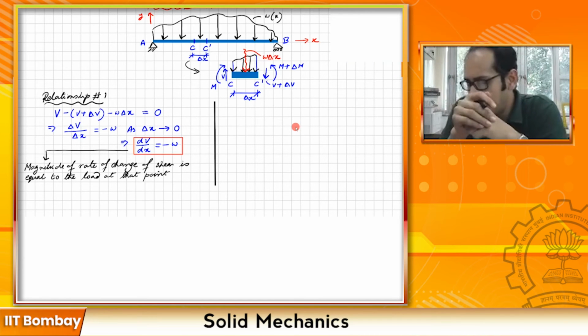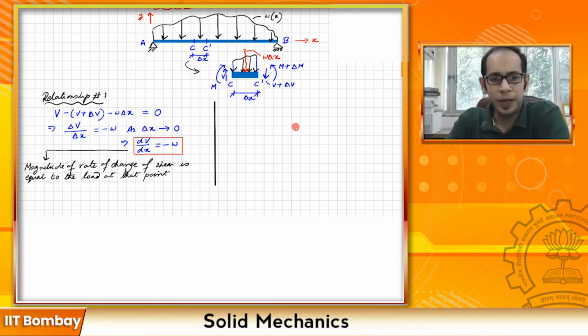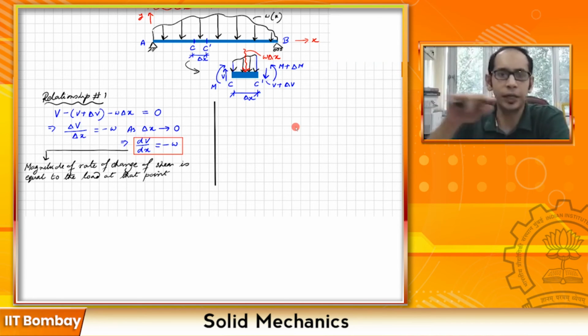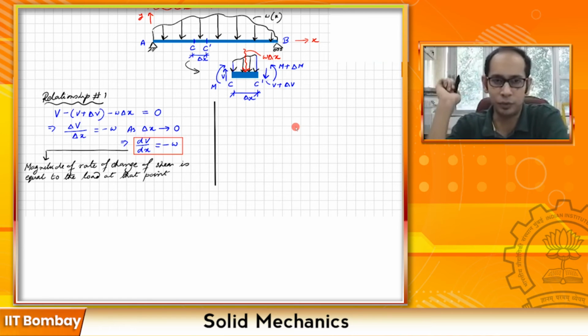Now, from this relationship, remember what is dV/dx? dV/dx is essentially the slope of the shear force diagram. In the shear force diagram that you draw, you have the V and then you have the x. Remember, in the shear force diagrams we drew, the horizontal line is along the length of the beam, so along the x. So dV/dx is essentially the slope of the shear force diagram.